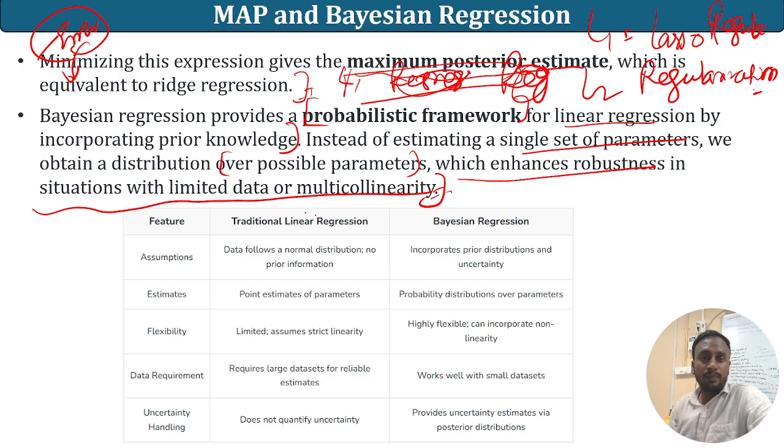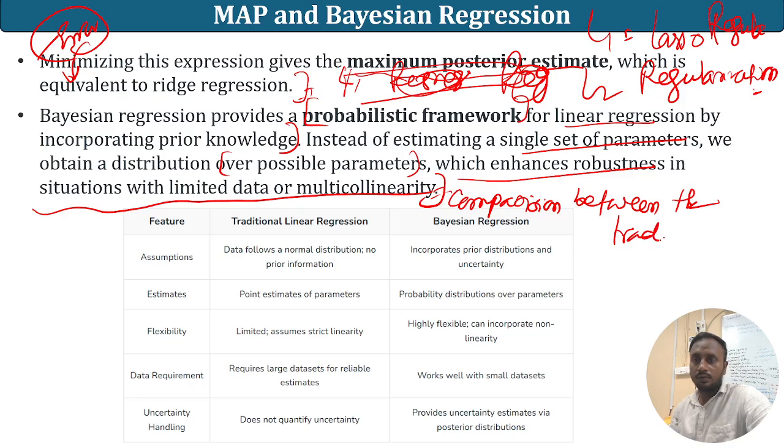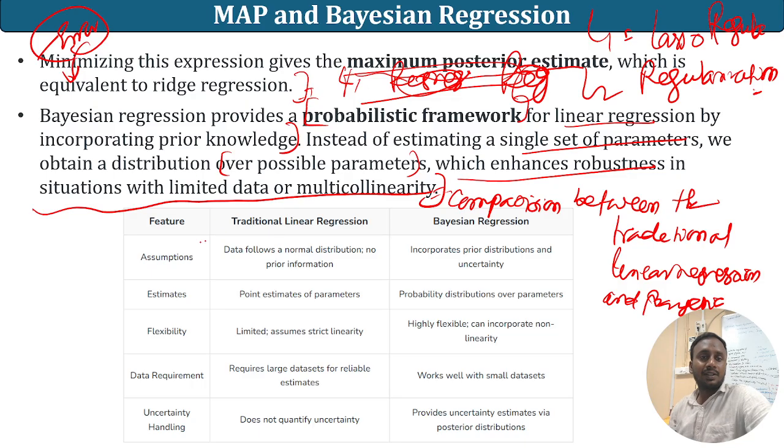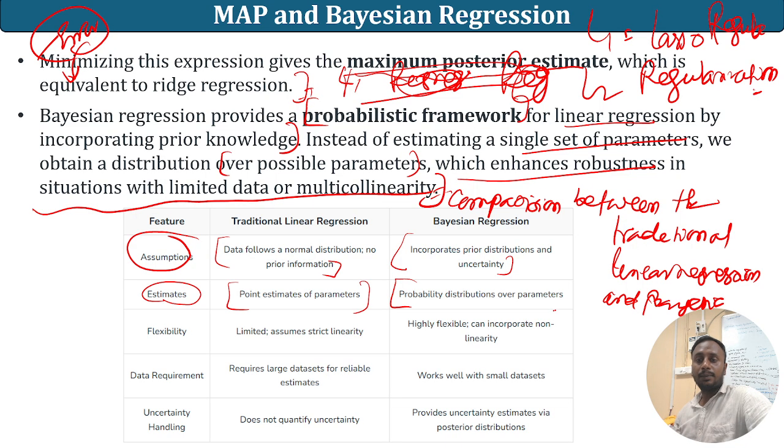If we talk about the comparison between the two: the traditional assumptions are that the data is going to follow a normal distribution, with no prior information. Bayesian regression incorporates prior distributions and uncertainty. Estimates in the traditional method are a point estimate of the parameter, while here we get probability distributions over the parameter.